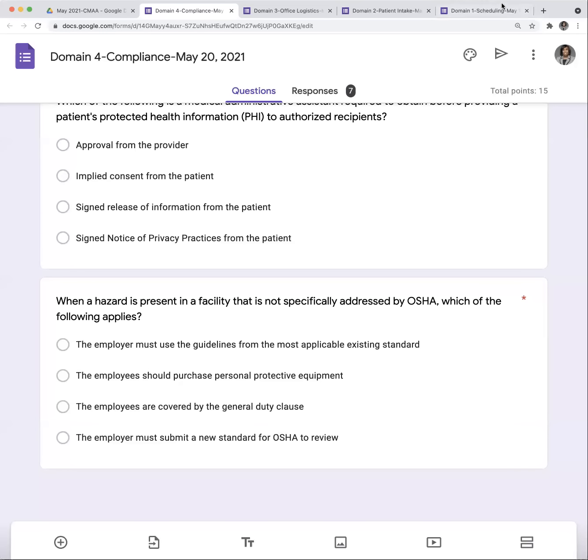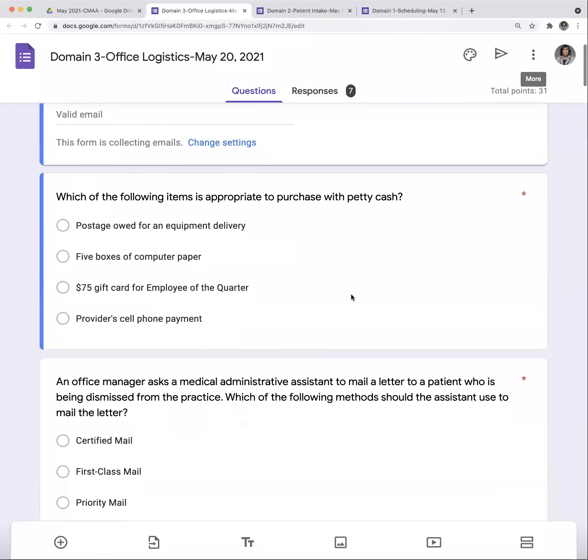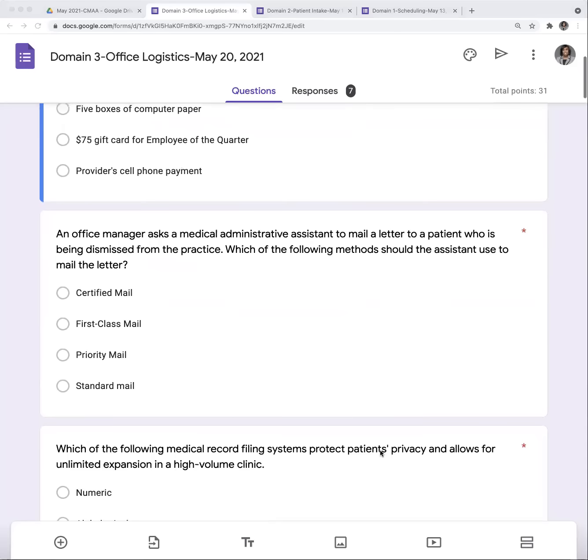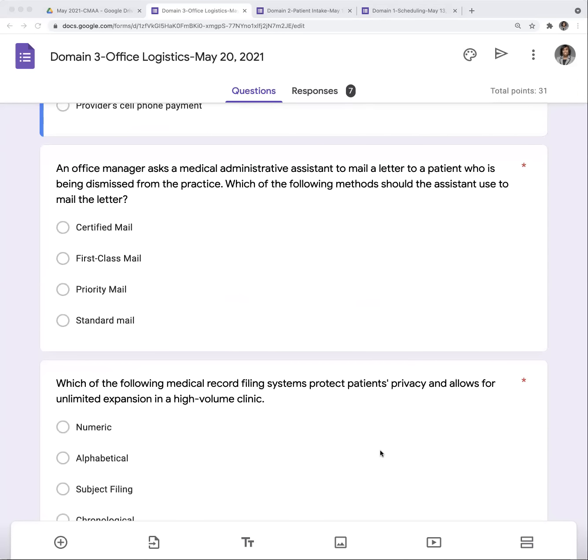Okay, now the office logistics. We're going to get the first one. Which of the following is appropriate to purchase with petty cash? $75 gift card. Don't think about yourself, think about the organization. It's postage. Yeah, for the office. Always think about what you could get out of the deal.